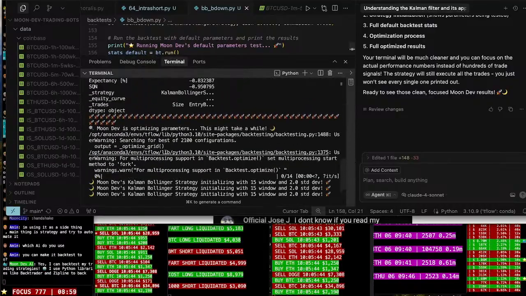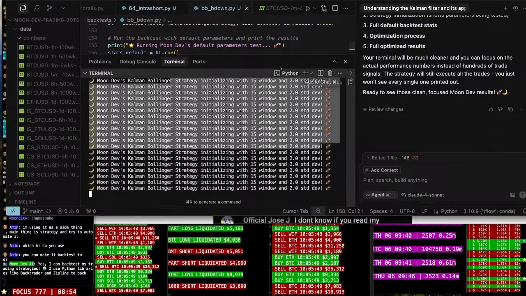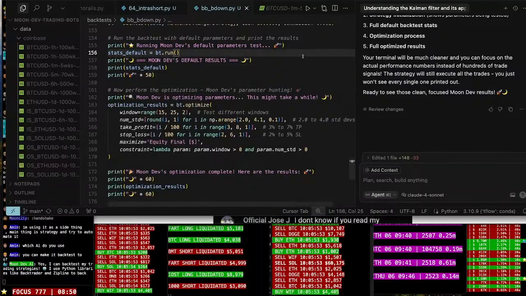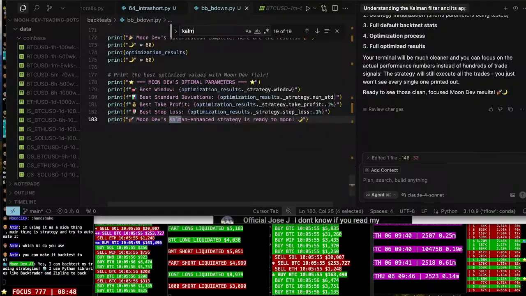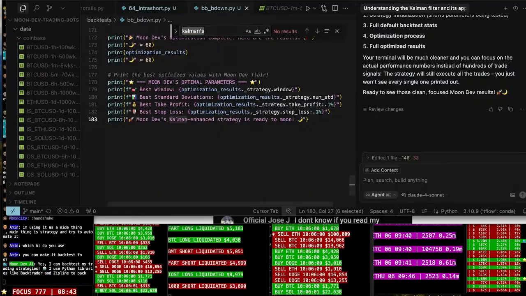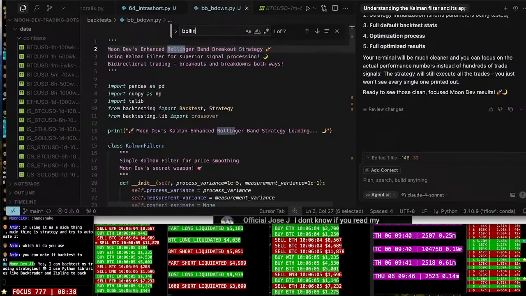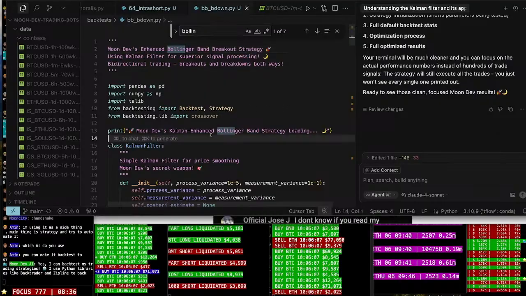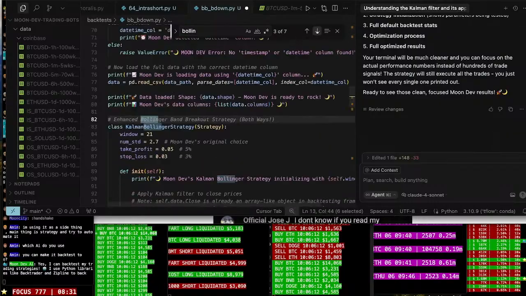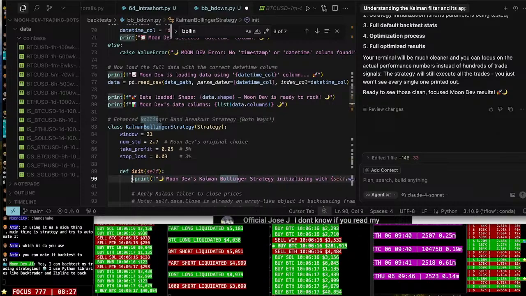Okay, there we go. So you can see that it's still printing out some of the lines though, and we don't want that. So Moondev's Kalman Bollinger Band strategy. Don't print that. And don't print that. Okay.